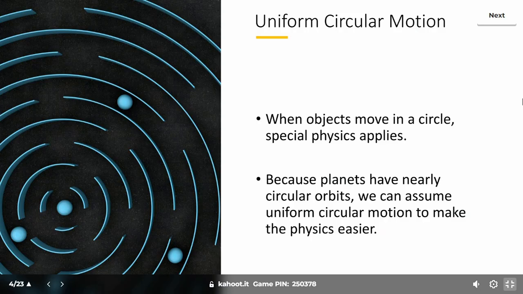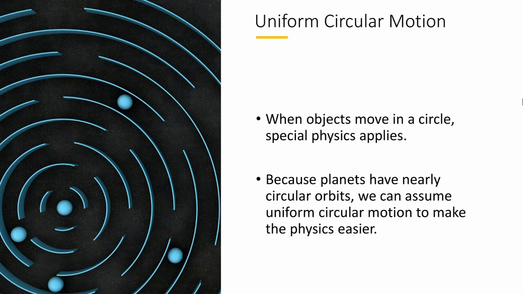So planets orbiting the sun, we've talked about how those motions are elliptical orbits, but they're very, very close to being circular orbits. And it turns out the physics for things moving in a circle is a lot easier to understand than something moving in an ellipse. And so we'll approximate all of their orbits to be circular orbits.